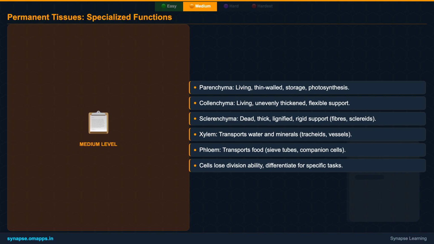Simple permanent tissues, like parenchyma, are involved in storage and photosynthesis. Collenchyma provides flexible support to young stems, and sclerenchyma offers rigid, strong support to mature parts. Complex permanent tissues, like xylem and phloem, are the plant's sophisticated plumbing system. Xylem transports water and minerals from roots to leaves, while phloem distributes food, like sugars, from the leaves to every other part of the plant, ensuring all cells receive nourishment.